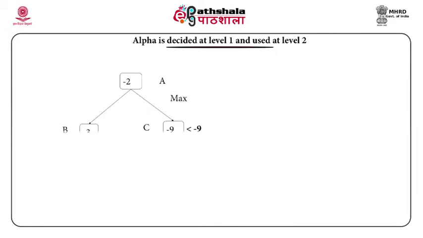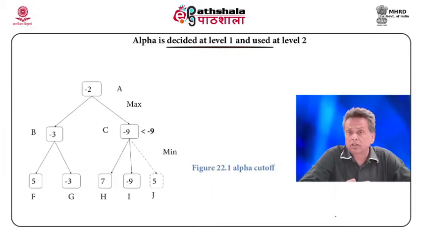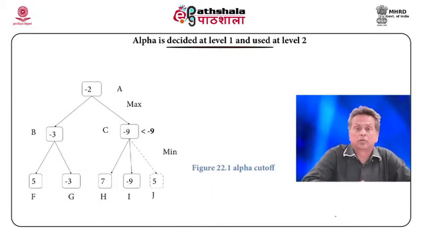Now look at the example shown, which we have already seen in the previous module. In this example, A has two children, B and C. B has F and G, while C has H, I and J. Now when we explore F, we get 5, we explore G, we get -3. Because it is the opponent's chance to play, he will choose -3 and not 5. So what is backed up is -3 and not 5.